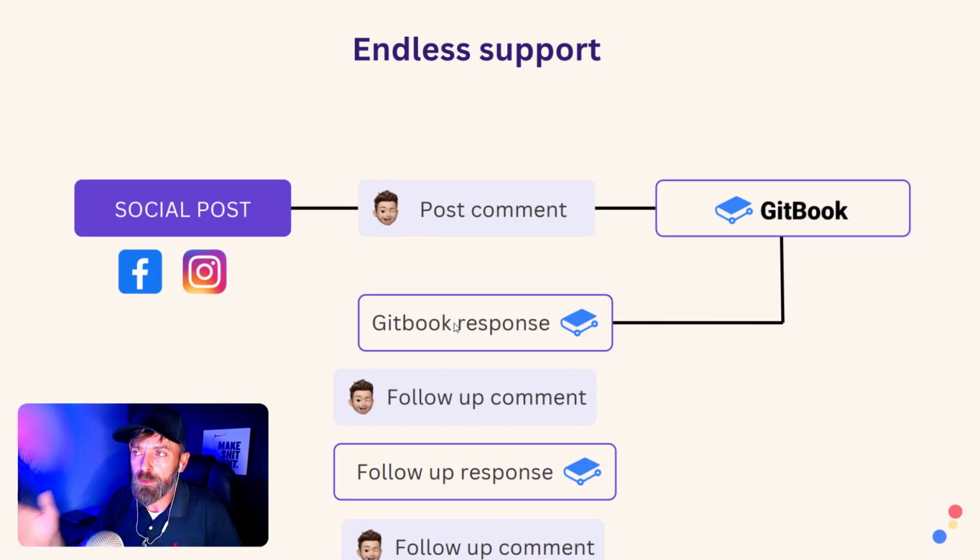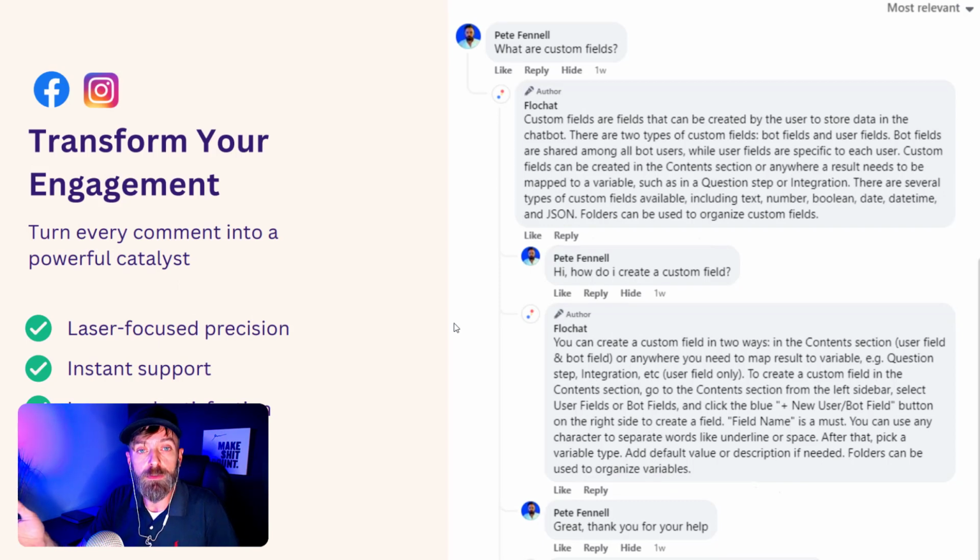And you'll see there that I've continued to ask questions on this specific Facebook post, like, hey, what are custom fields? Then that comment gets sent over into Gitbook, and then it fires it back saying, hey, custom fields can be created by the user to store data and so on. Then I respond with an additional question: hi, how do I actually create a custom field? So it's going to tell me how to create a custom field. Then I just come back at the bottom there and say, great, thank you for your help. Again, the semantic answer will be great. Any more questions, be sure to reach out, that type of thing.